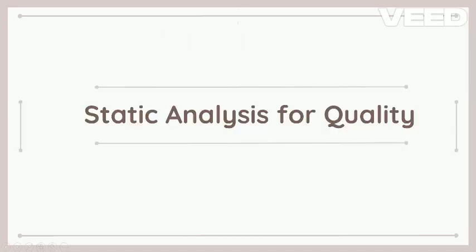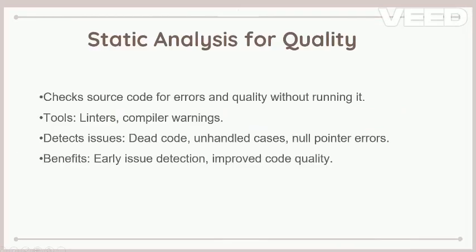Static analysis for quality is a method to check source code for errors and quality issues without running it. Tools like linters and compiler warnings help identify potential problems such as dead code, unhandled cases, or null pointer errors. By incorporating static analysis into the development process, teams can catch issues early and maintain high code quality.